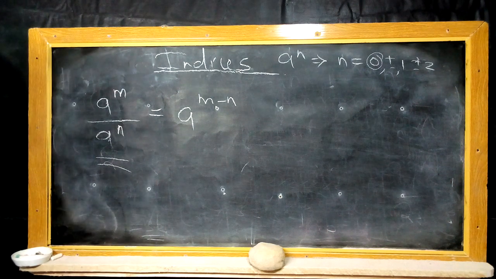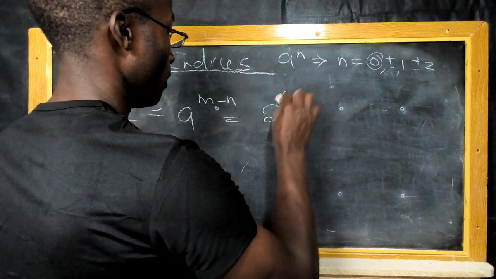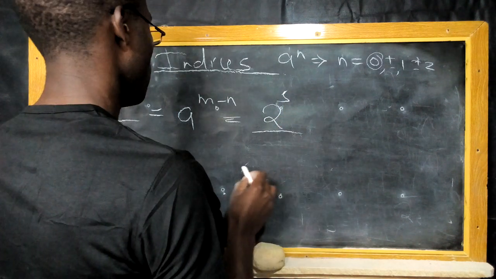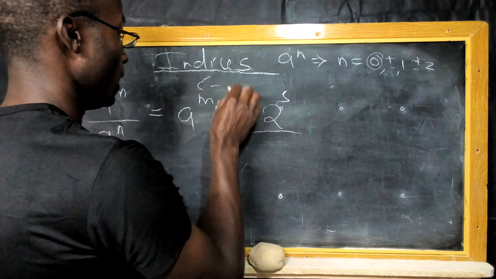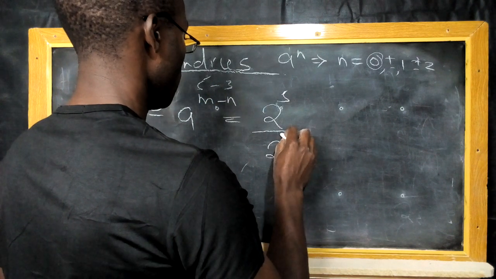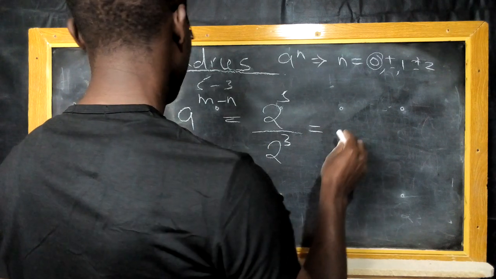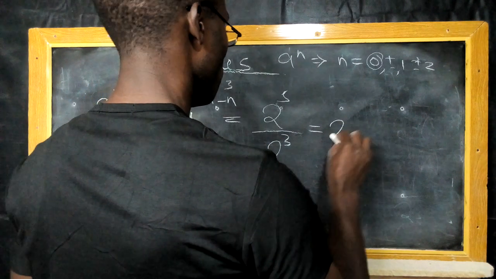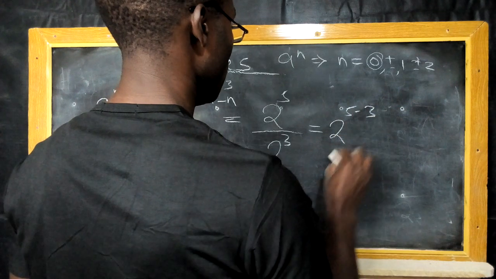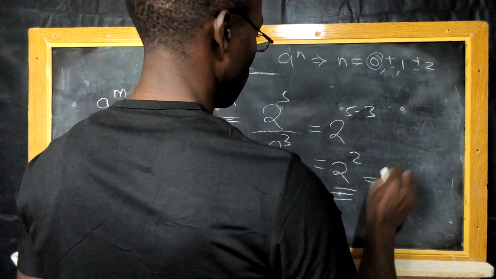So suppose we had an example like 2 raised to power 5, where m is 5 and n is 3. So 2 raised to power 5 divided by 2 raised to power 3, then we will have the answer as 2 raised to power 5 minus 3, which is 2 raised to power 2, which will give us 4.